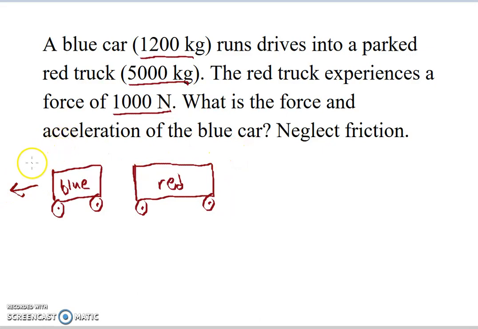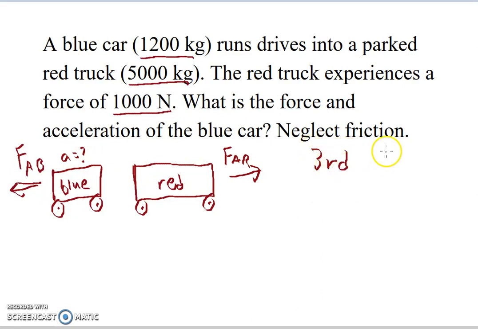There are really only two forces, because there's no friction, and we really wouldn't take air resistance into account unless it says to. So we have the force applied on the blue car and the force applied on the red truck, so I'm going to call them FAB and FAR. Those are the forces. It's asking, what's this force right here, what's FAB? And then what's the acceleration of the blue car?